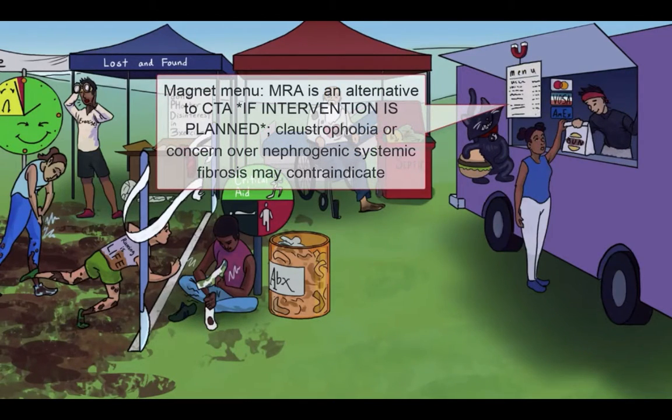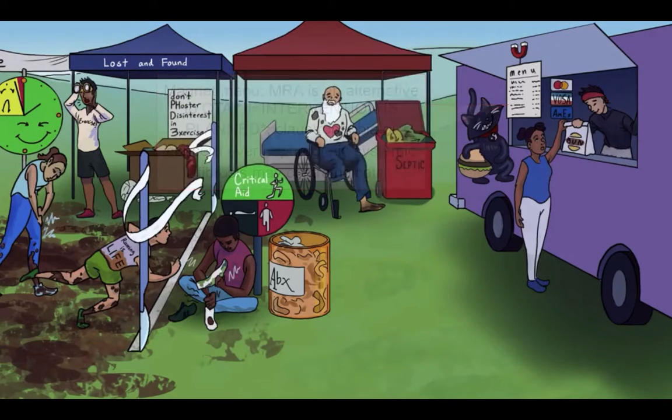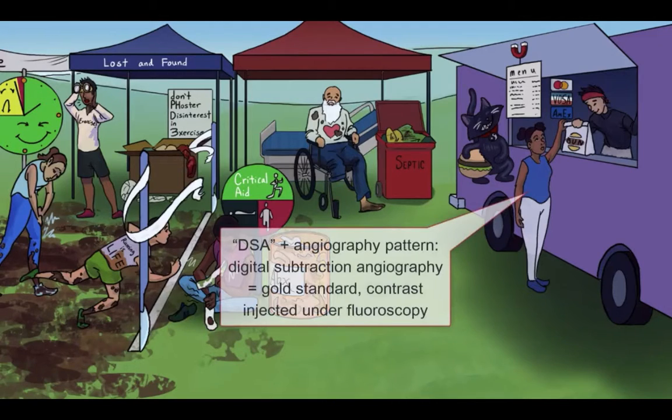MR angiography is an alternative to CT and can be performed with or without contrast, and there's no ionizing radiation exposure involved. When used without contrast, MRA detects blood flow by comparing moving protons in the blood to static ones in the surrounding tissue. The usual contraindications apply, such as severe claustrophobia, non-compatible pacemaker, etc. Also, gadolinium contrast agents can cause nephrogenic systemic fibrosis in patients with severe renal disease.